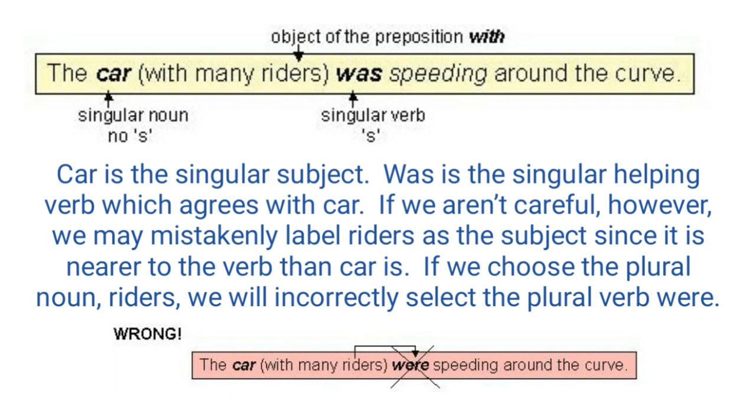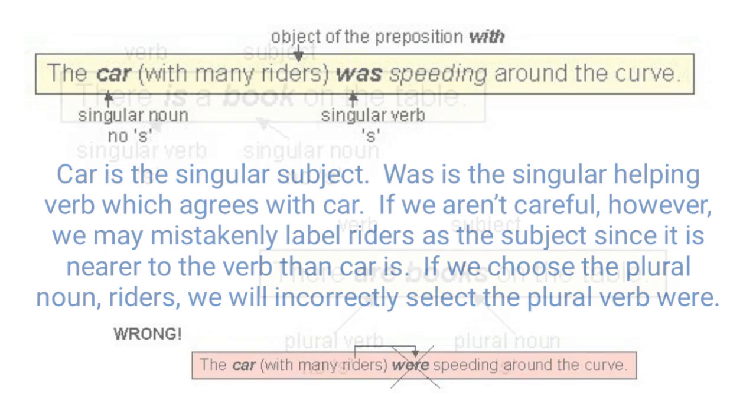If we aren't careful, however, we may mistakenly label riders as the subject since it is nearer to the verb than car is. If we choose the plural noun riders, we will incorrectly select the plural verb. Here it is given, the car with many riders were speeding around the curve. It's wrong. So what's the correct usage? The car was speeding around the curve. The car with many riders. The subject is singular.